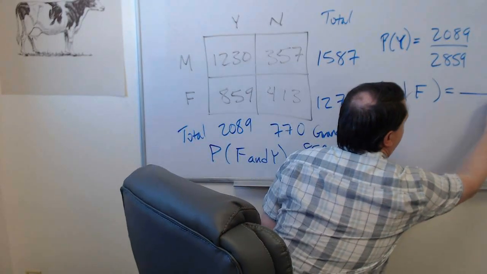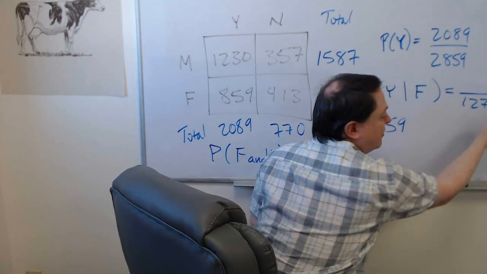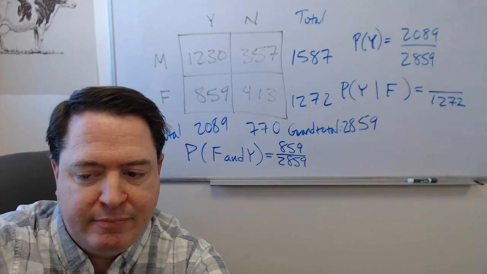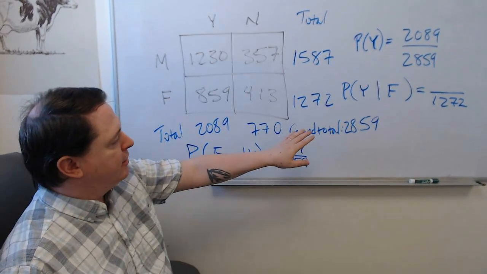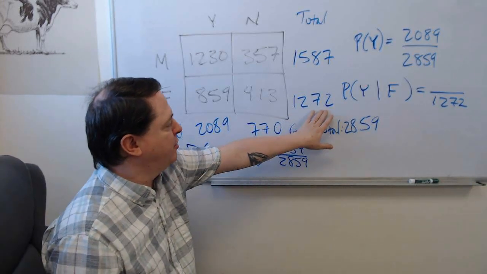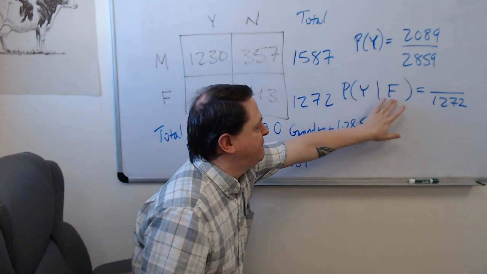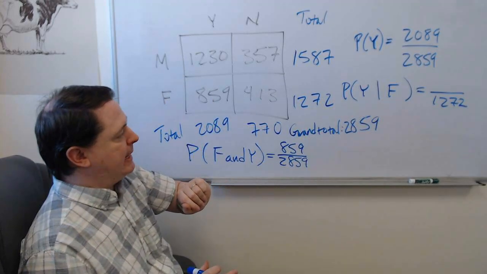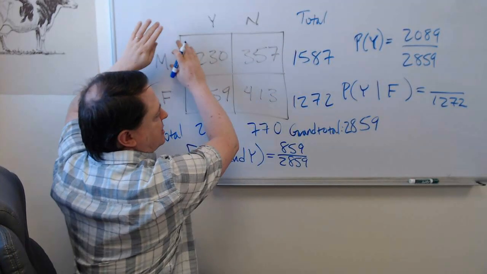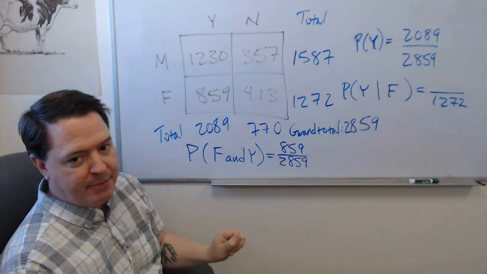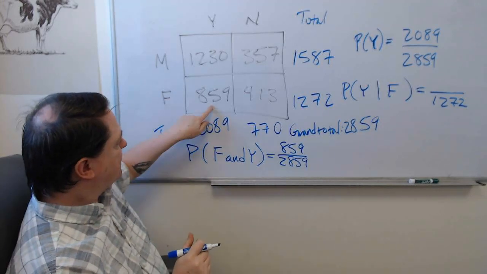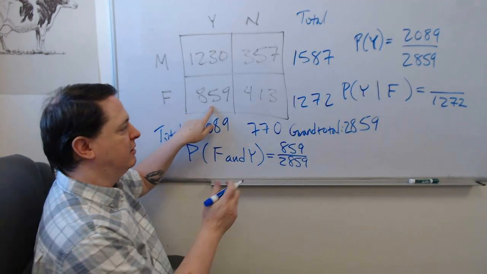Okay, so we just want this 1,272. For the bottom, remember the bottom of my fraction is always going to be the total number of possibilities, okay? So there were 1,272 total females, okay? And now, of those females, again, I don't want to pay attention to any of this, of those females, how many of them believed in an afterlife? Well, that's just these 859.